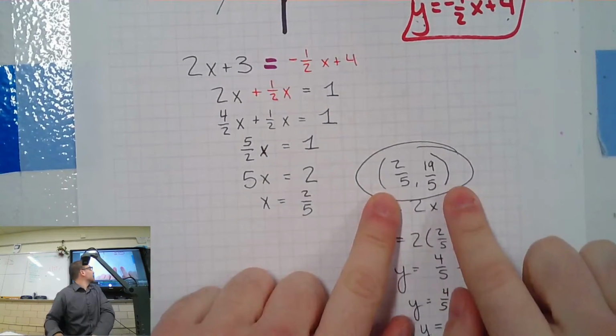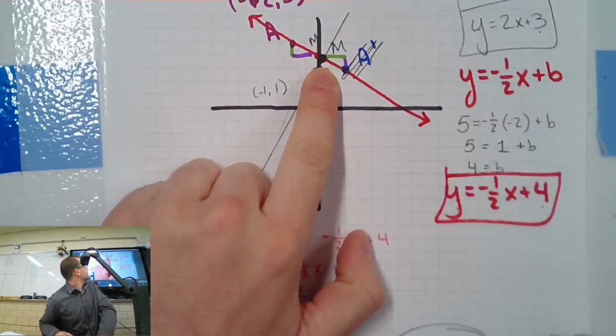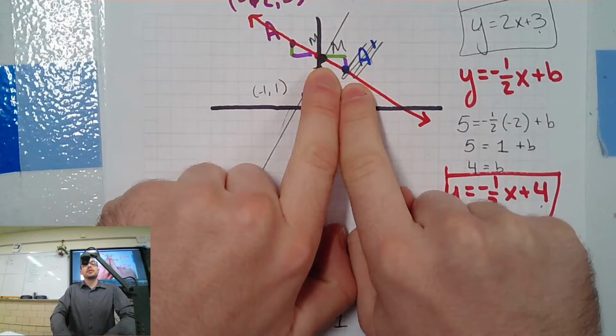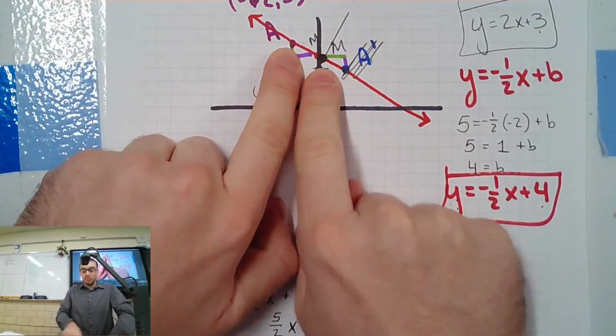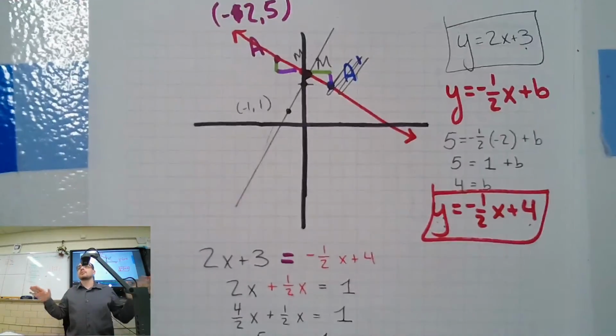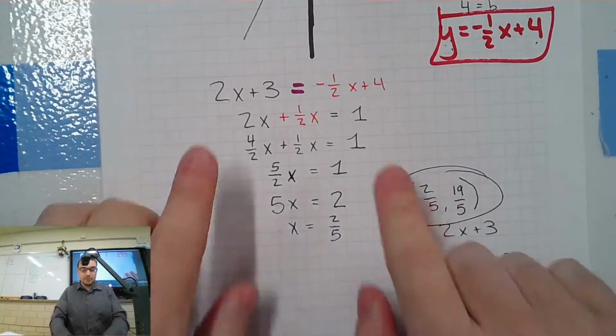So this is where the lines intersect. That's the midpoint. We're looking for A prime, where it reflects to. So what we're going to do next is use that point and the midpoint, which we just found, to figure out where A prime is. And then we're done. But before we do that, how do we feel about this?